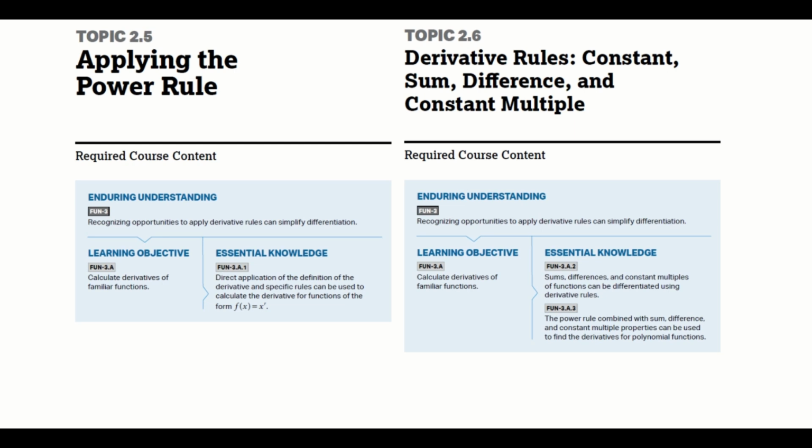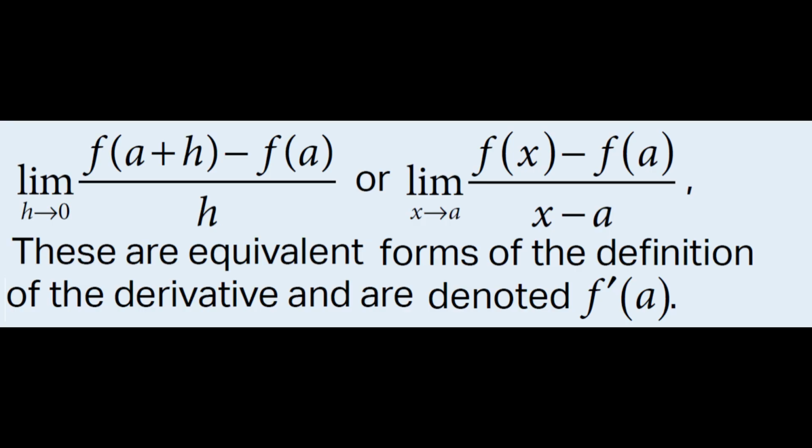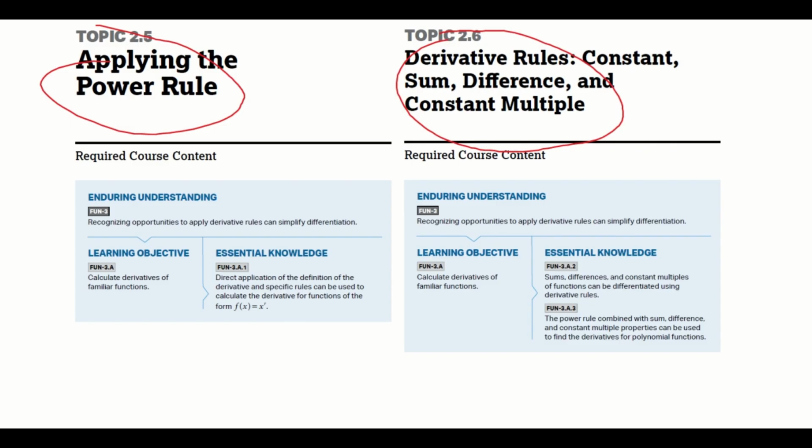Over the next couple of lessons, we're going to cover AP Calculus topics 2.5, Power Rule, and 2.6, Derivative Rules. Up to this point, we've been using the limit definition to find derivatives, which is very time-consuming and often involves a lot of algebra. Fortunately, there are shortcuts to taking derivatives, and we're going to take a look at several differentiation rules that will allow us to do that.